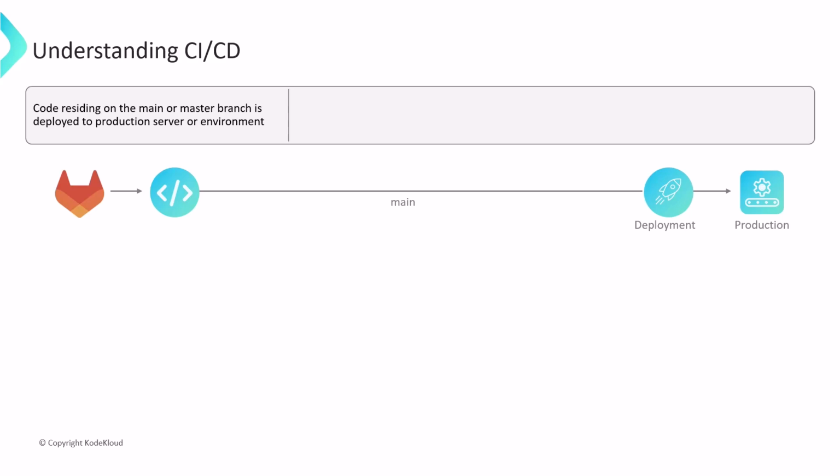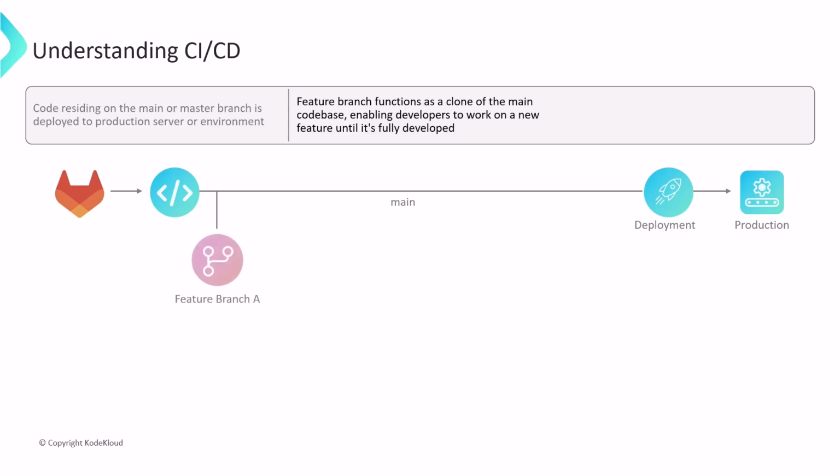servers or environments. When there is a need to introduce new features or simply modify existing code, developers create and collaborate on what's known as a feature branch. This branch essentially functions as a clone of the main code base, enabling a team of developers to work on a new feature until it's fully developed. Once the necessary changes are made, the code is committed to the feature branch, and a pull request is initiated to merge this code back into the main branch.